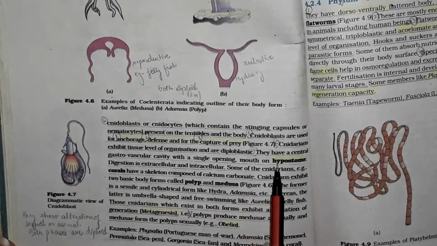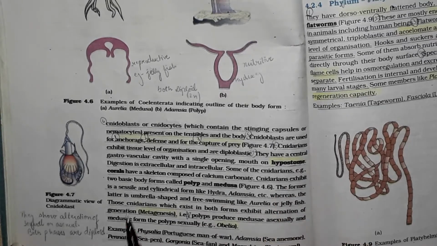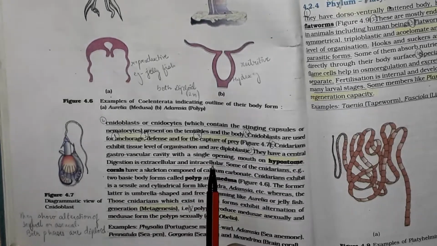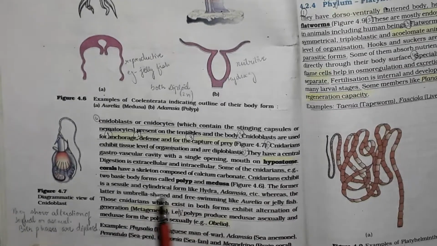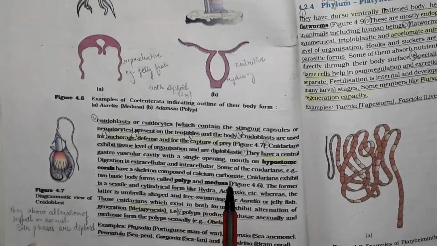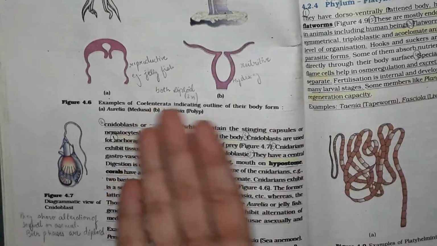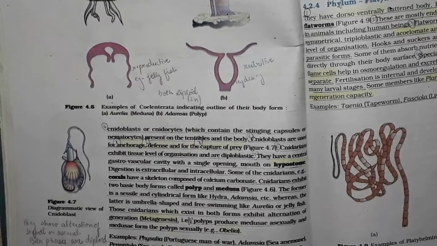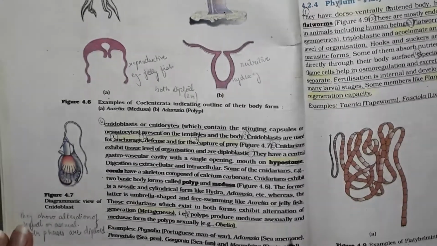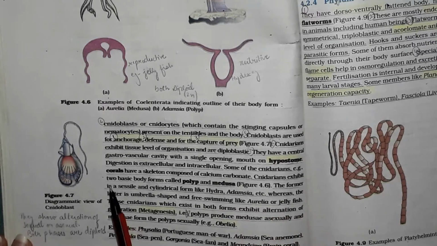So mouth is present on the hypostome. This you have to remember, where is the mouth situated? It is on the hypostome. Digestion is extracellular as well as intracellular. Some of the cnidarians, for example corals, have a skeleton that is composed of calcium carbonate. As I have already told you, the skeleton of Porifera, that is the sponges, is made up of spicules or the spongin fibers. So here you have to remember that the skeleton of the members of phylum Coelenterata is made up of calcium carbonate.